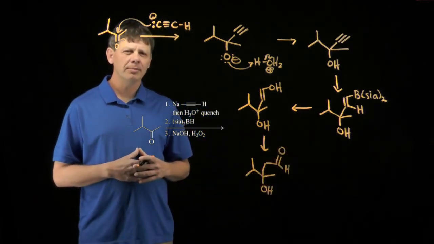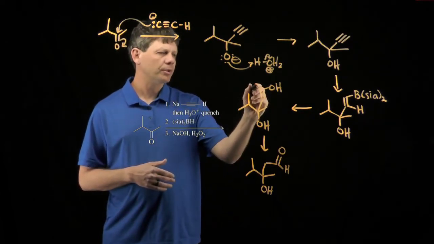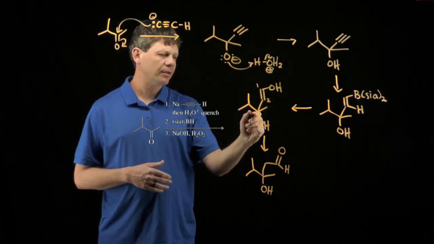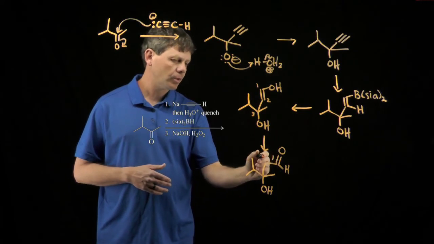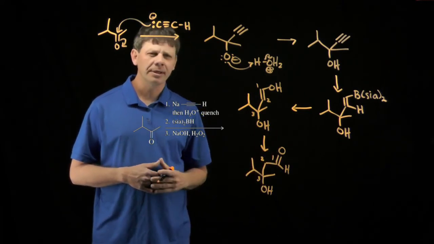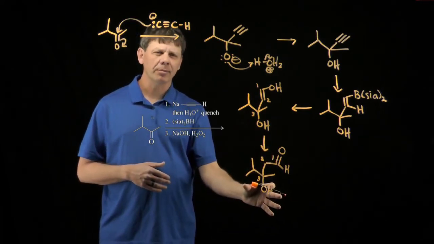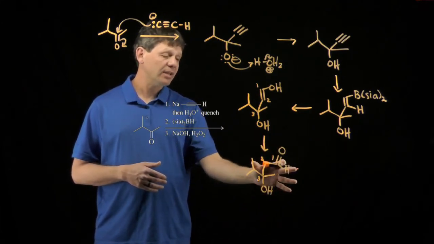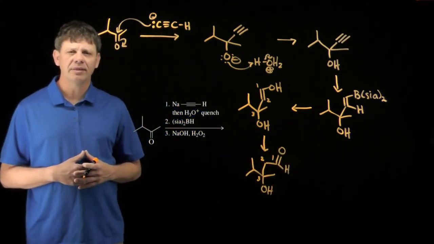Let's number our carbons to make sure we have this right. We'll call this one carbon 1, carbon 2. Then we get to the hydroxyl group at carbon 3: carbon 1, carbon 2, carbon 3. That makes us feel comfortable that we have the product right. This hydroxyaldehyde is the product of this sequence.